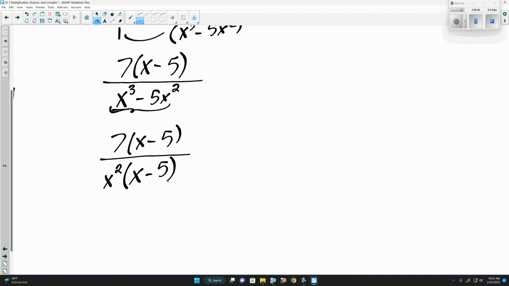We could have done that originally, or we can do it here. At either point, we can do this. And the reason we do this is because it is showing us that we have an x minus 5 in common on top and bottom. And we'll cancel, leaving us with what? 7 over x squared.